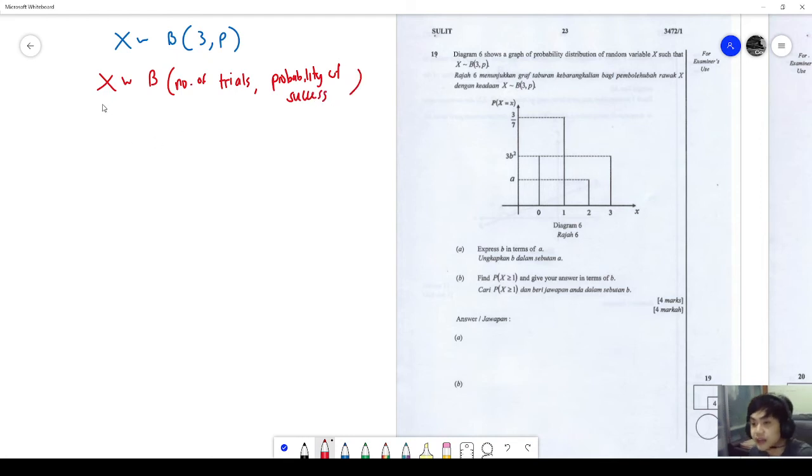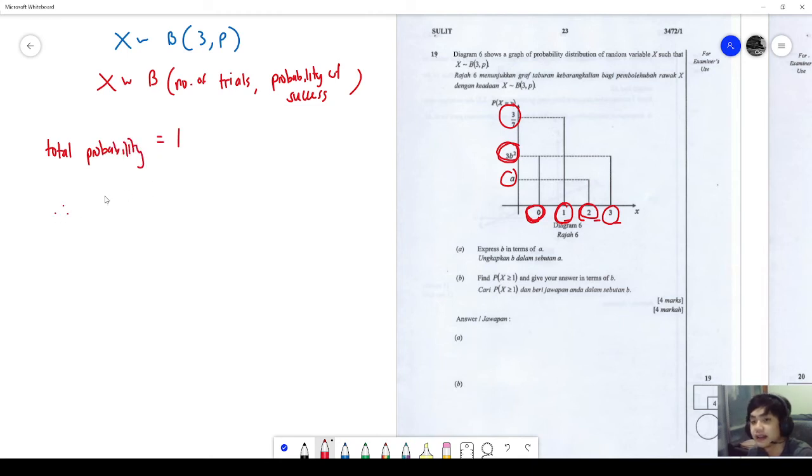They want b in terms of a. They have provided different values when x equals 0, 1, 2, and 3, up to the third attempt, 3 trials. They gave us the probability to get x number of successes. The probability of getting 0 successes would be 3b squared. The probability of getting 1 success is 3 over 7. The probability of getting 2 successes is a, and the probability of getting 3 successes is 3b squared. However, we understand that the total probability in any situation is equal to 1.